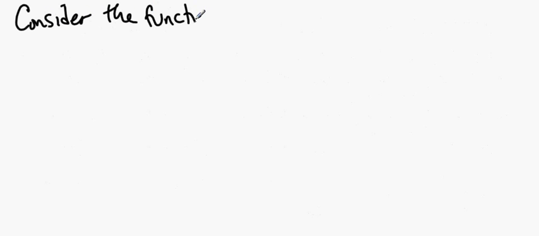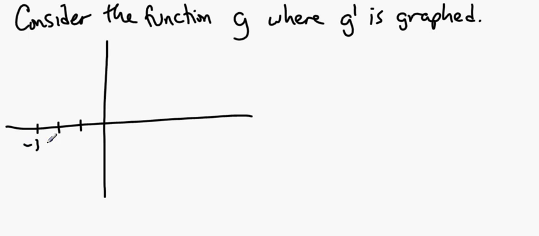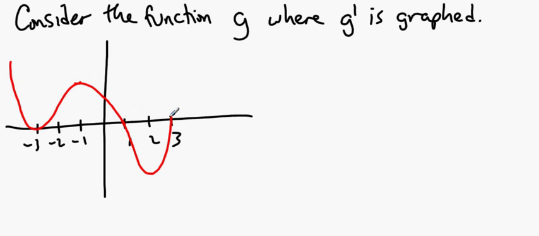Let's consider the function g where g prime is graphed. And I'm going to show you exactly what g prime looks like. G prime looks like this. And then it goes through 1 and then down there and back up. This is the graph of G prime.